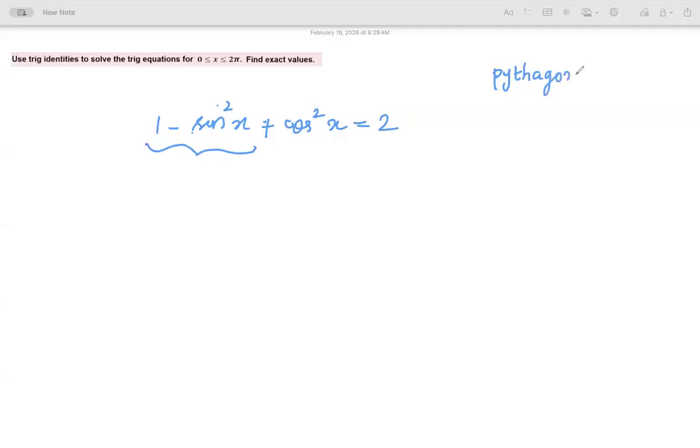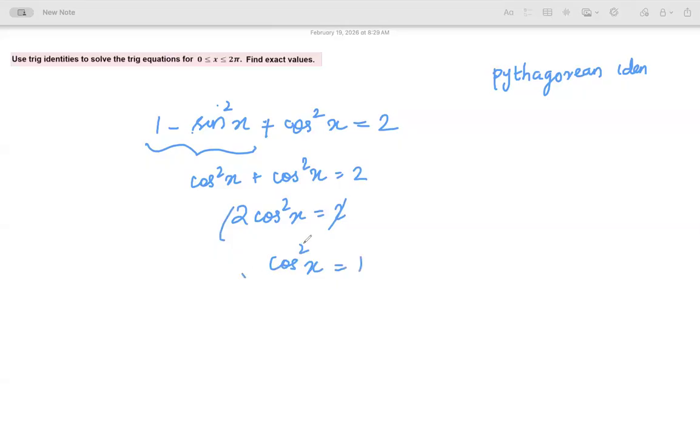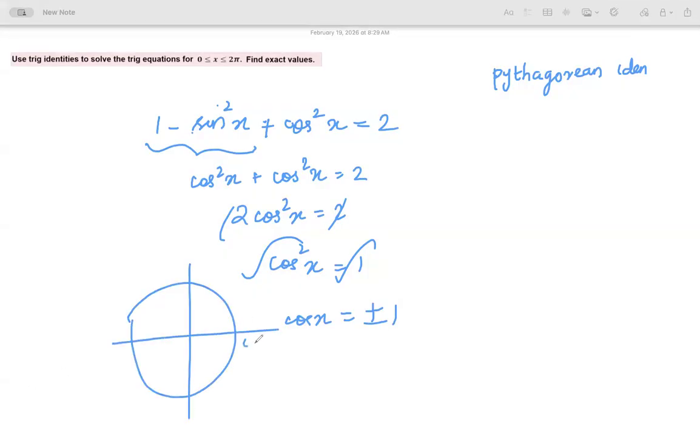Parvini, would you be able to say? Cos square. Yep, cos square x plus cos square x equal to 2. See, it's getting simplified. 2 cos square x equal to 2. Now, cos square x equal to 1. Take square root, cos x equal to plus or minus 1. So, where is cos x plus or minus 1? Any thoughts where cos x is plus or minus 1?